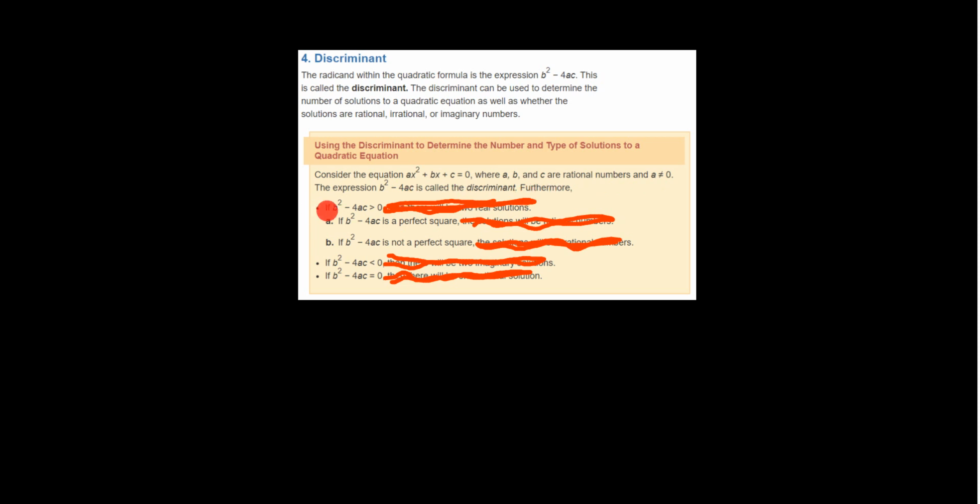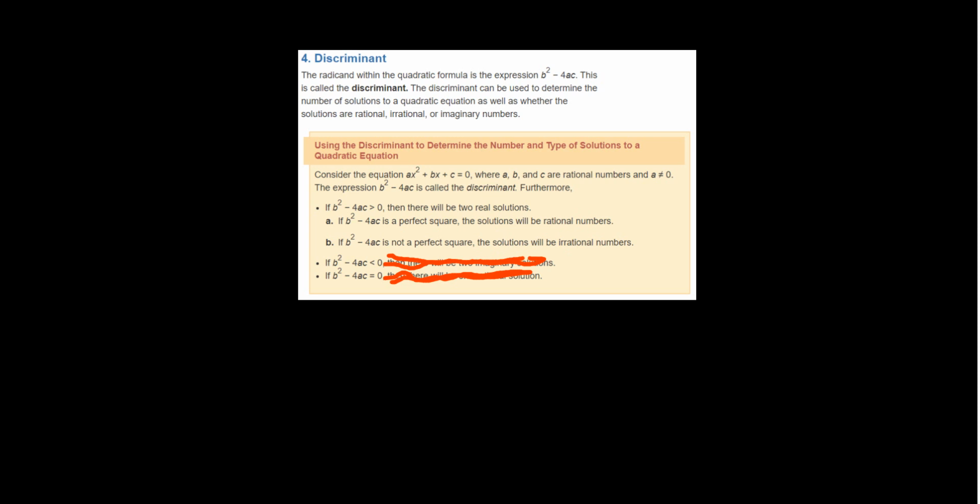So if b squared minus 4ac is greater than 0, then what do you think is going to happen? Well, if it's greater than 0, that means that inside the radical we have a positive number. And if we have a positive number inside the radical, that means there's going to be two solutions, right? Because it's a plus or minus the radical in the quadratic formula. So we're going to have two solutions. And furthermore, if it's a perfect square, then obviously we're going to have a rational number. But if it's not a perfect square, we're going to have irrational numbers. Of course, we've seen that before.